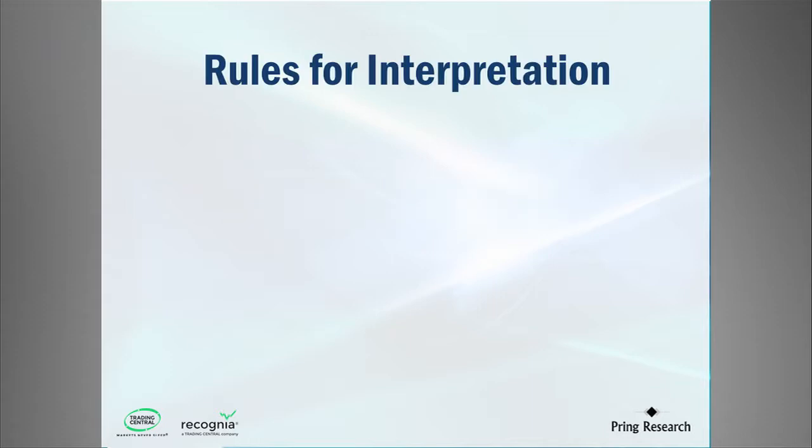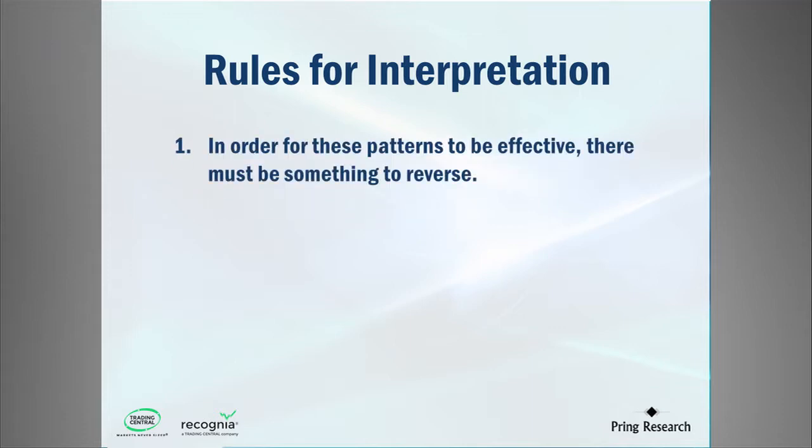There are several interpretive ground rules that apply to all of these 1 and 2 bar formations. First, in order for them to be effective, there must be something to reverse. This means that top reversals should be preceded by a meaningful rally, and bottom formations should be preceded by a sharp sell-off. As a general rule, the stronger the preceding trend, the more powerful the effect of the 1 and 2 bar price pattern.